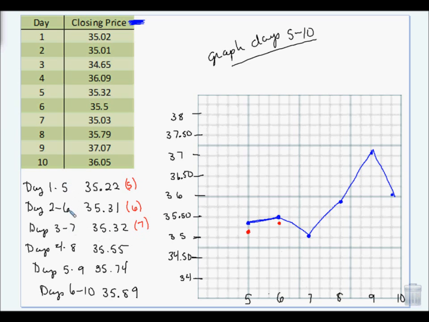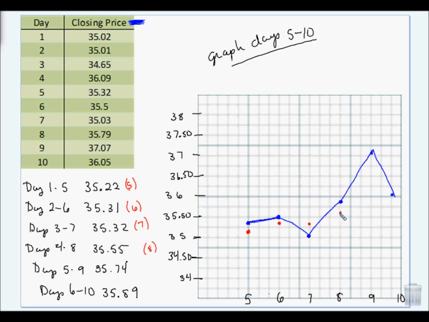That would be our day 7. Because you see how we're graphing the last number? In the simple moving average, we're doing day 1 through 5 gets graphed on day 5. Days 2 through 6 gets graphed on day 6. Okay. Day 7, well, that's 3 through 7, so that's 35.32, which is, again, kind of here-ish. This would be for day 8, is 35.55, so that's just right above there.